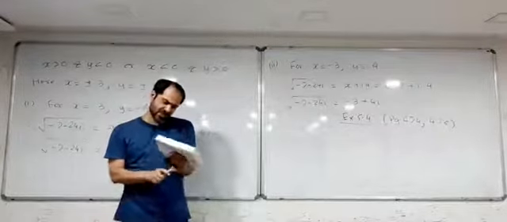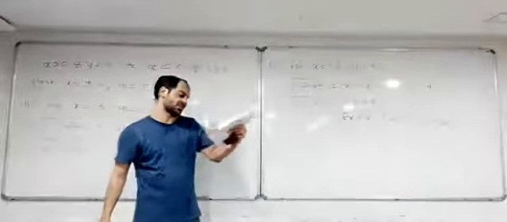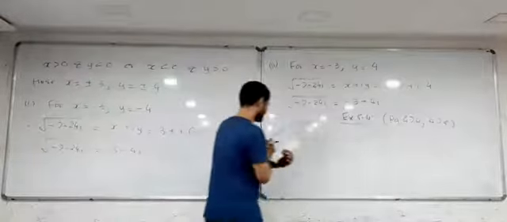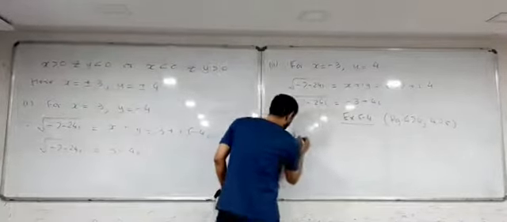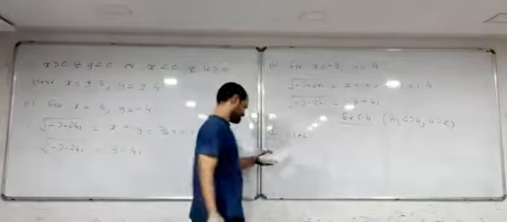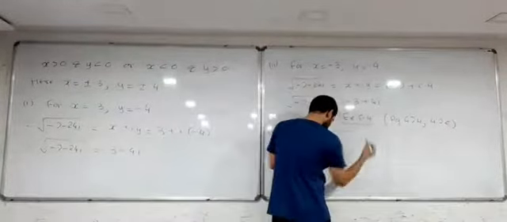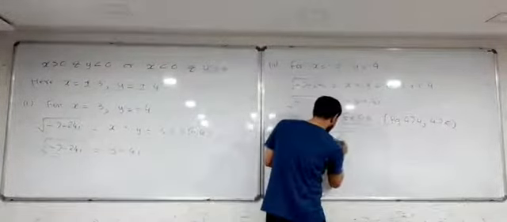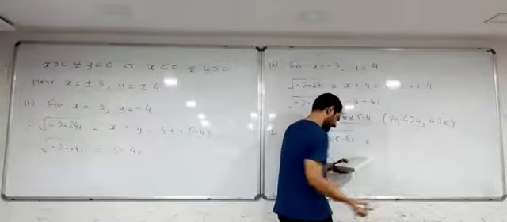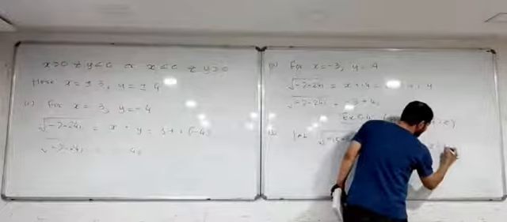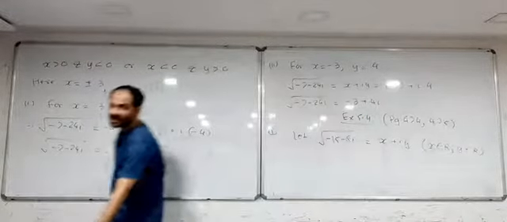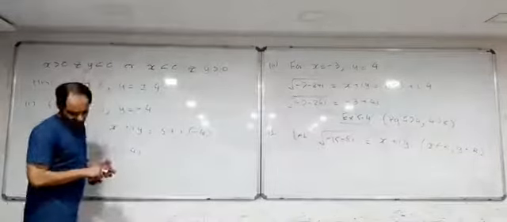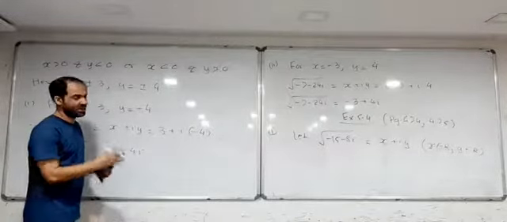So the first and second questions are in it. Let me do the first question. Let the square root of minus 15 minus 8i be equal to x plus iy, where x is a real number and y is a real number. So let the square root of minus 15 minus 8i be equal to x plus iy.